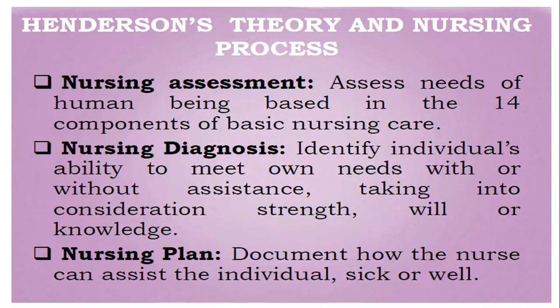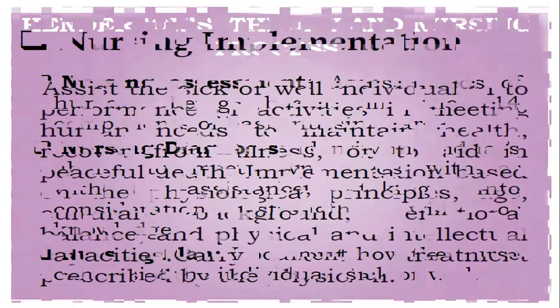Then the next step, we are going to carry out the nursing plan. Then document how the nurse can assist the individual, sick or well. So we are going to plan it. If the patient is having a breathing problem, what kind of planning are we going to use? It may be oxygen administration, semi-Fowler's position, whatever things we are going to plan out.